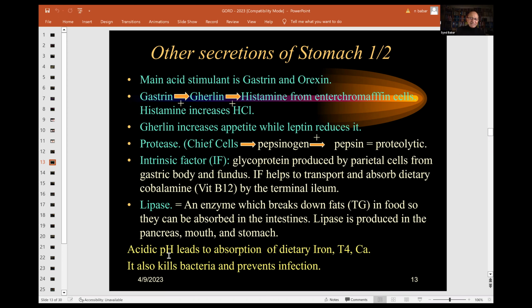The acidic pH of the stomach encourages absorption of dietary iron from the stomach, as well as thyroxine, as well as calcium. Other absorption takes place in other places, but the process is initiated here. Through evolution, if you increase acid, gram-negative bacteria are killed. And this is why acidic pH is generally helpful for its bacteriostatic and bactericidal activities.